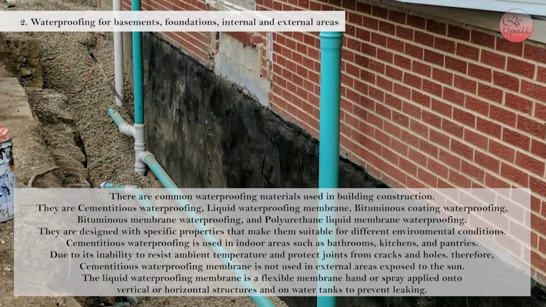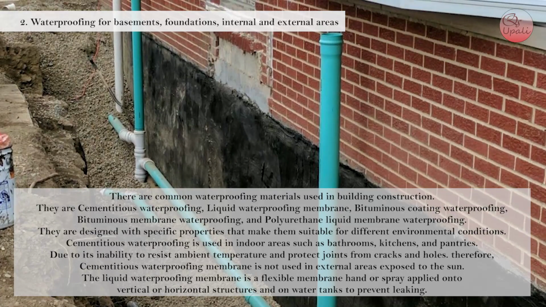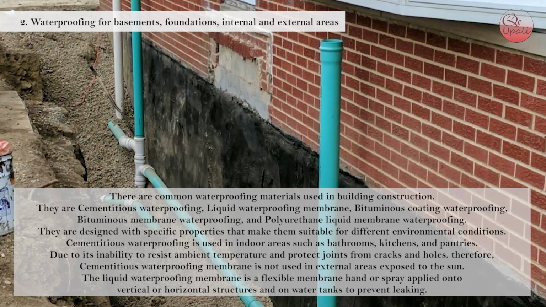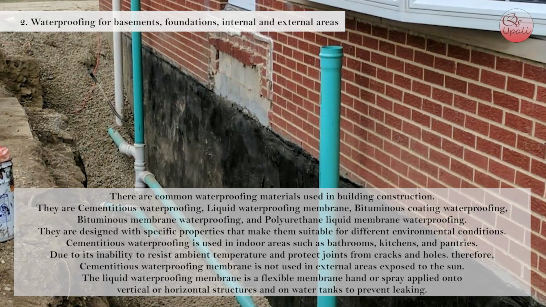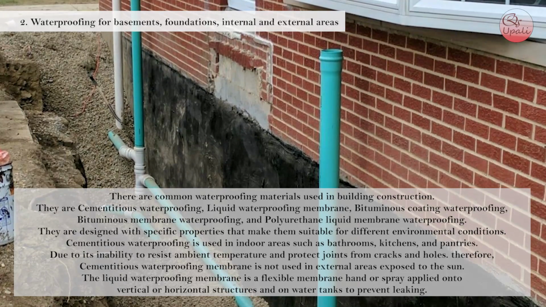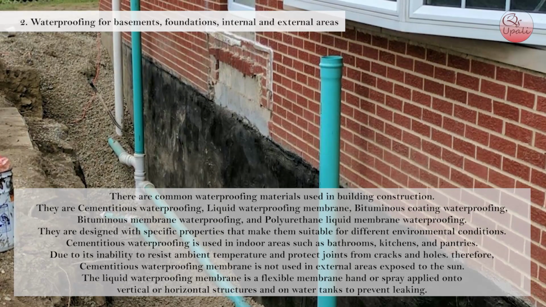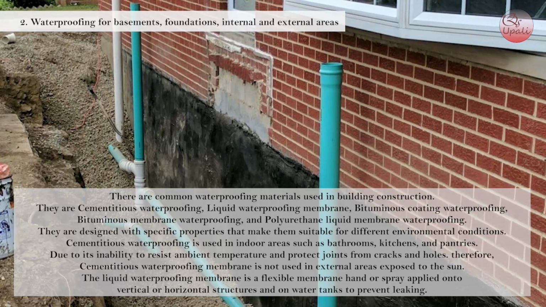Cementitious waterproofing is used in indoor areas such as bathrooms, kitchens, and pantries due to its ability to resist ambient temperature and protect joints from cracks and holes. Therefore, cementitious waterproofing membrane is not used in external areas exposed to the sun.